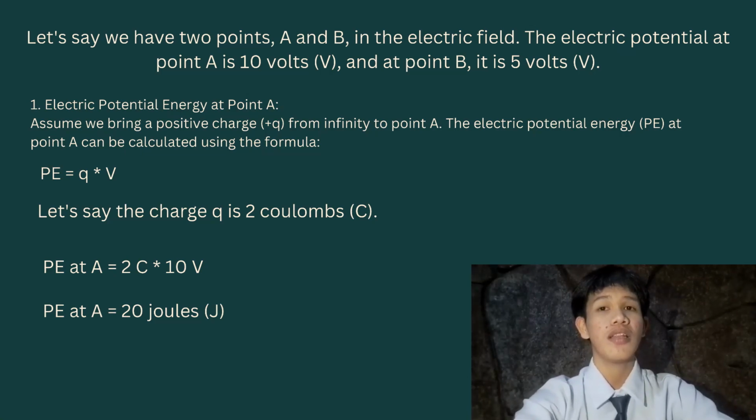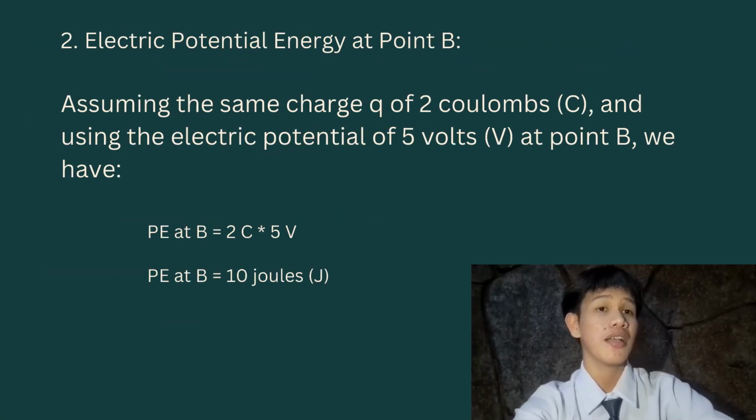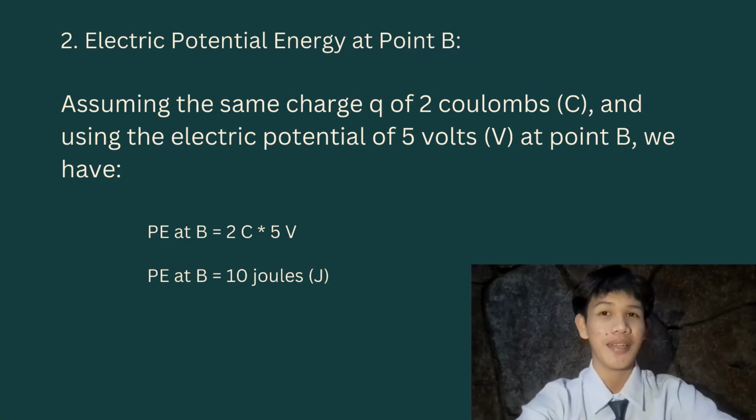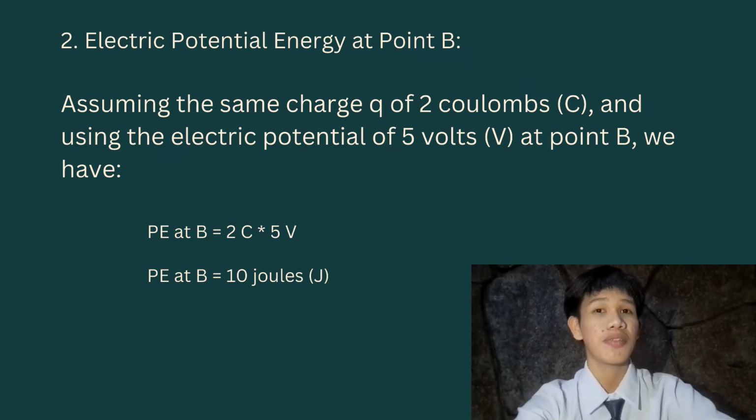Now let's move to electric potential energy at point B. So similarly, let's calculate the electric potential energy at point B. So assuming the same charge Q of 2 coulombs and using the electric potential of 5 volts at point B. So we have potential energy at B is equal to 2 coulombs times 5 volts. So if we multiply the coulombs and 5 volts, we get 10 joules. So therefore, the electric potential energy at point B is 10 joules.